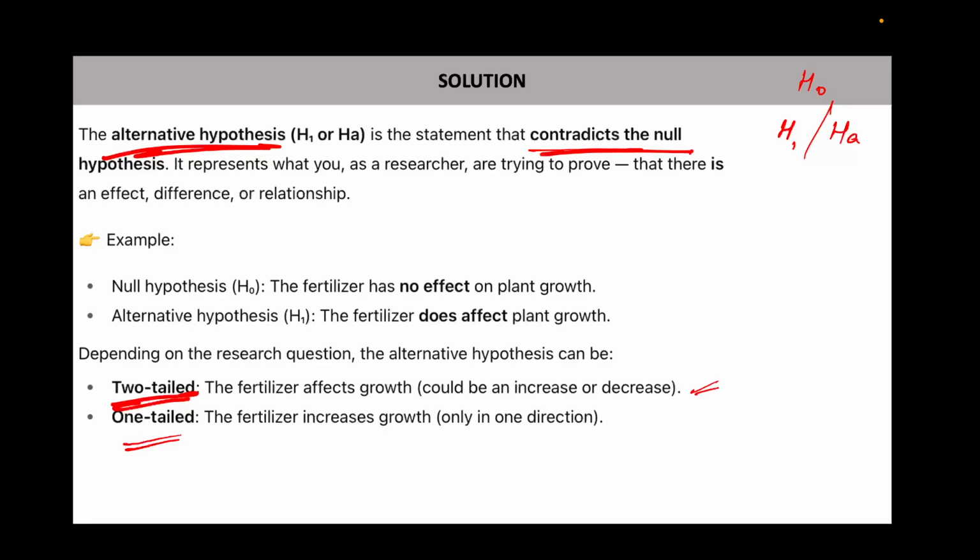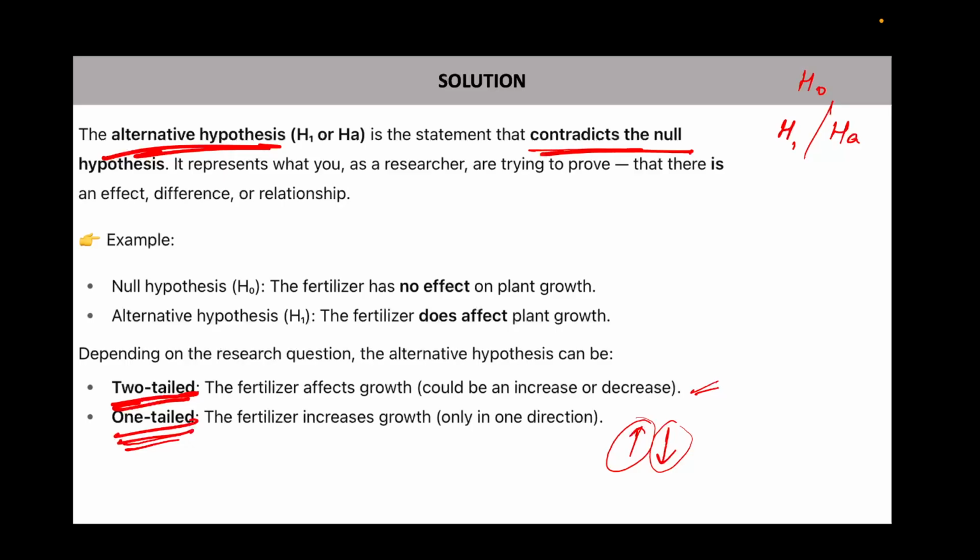On the other hand, if you know what exact effect it is showing, whether adding fertilizer is increasing the plant growth or decreasing the plant growth, so it can be in a positive direction or a negative direction, but there is some direction to it, then your alternative hypothesis is a one-tailed hypothesis.